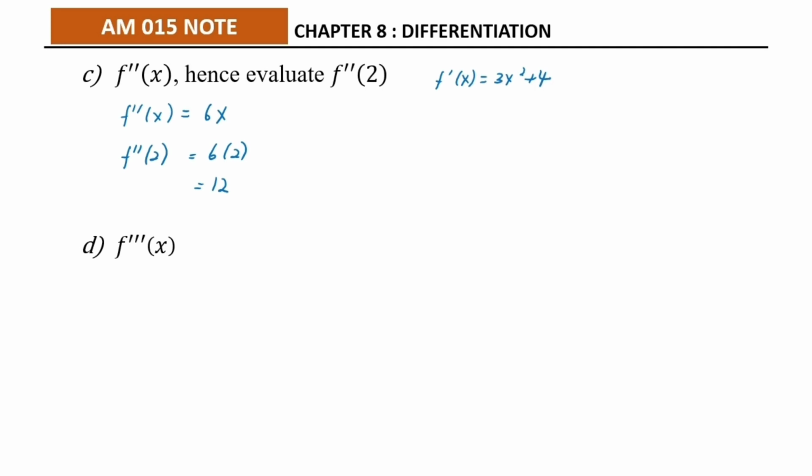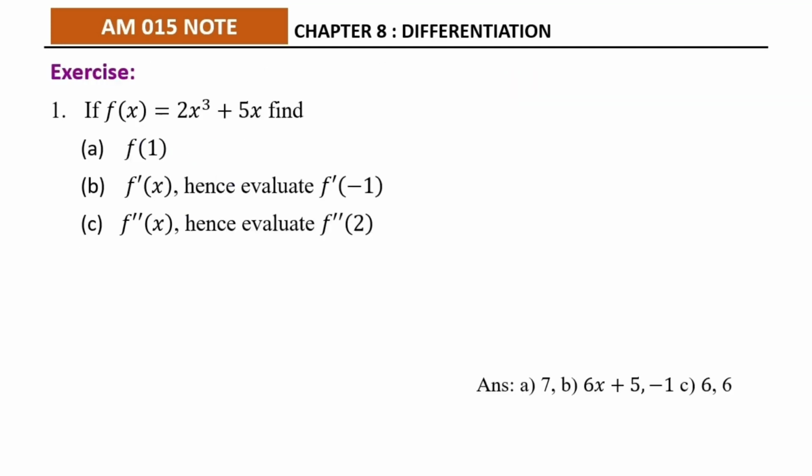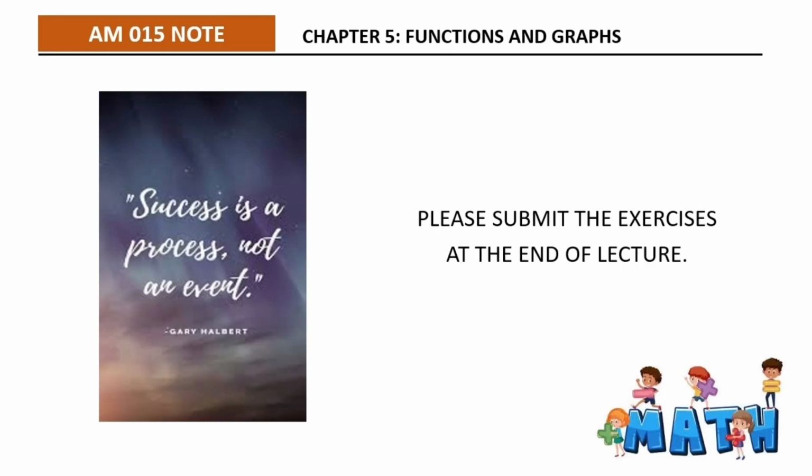And then f triple prime means differentiate f double prime. F double prime is 6x. So differentiate 6x with respect to x equal to 6. These are higher order derivatives. And this is your exercise. Please submit the exercises at the end of lecture.